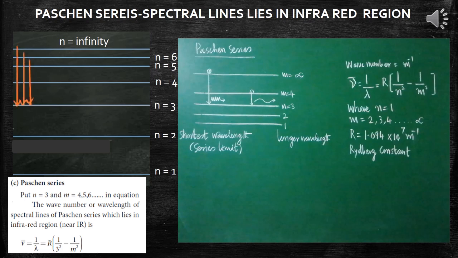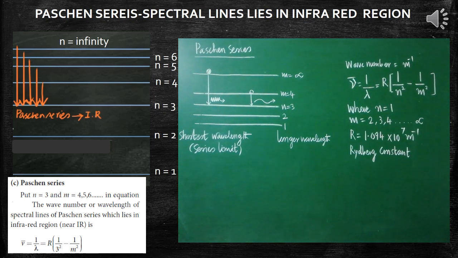When the excited electron jumps from any other outer orbits to the third orbit, these spectral lines are emitted. For each transition, each spectral line will be emitted. These spectral lines are grouped and named as the Paschen series. The spectral lines in the Paschen series lie in the infrared region.